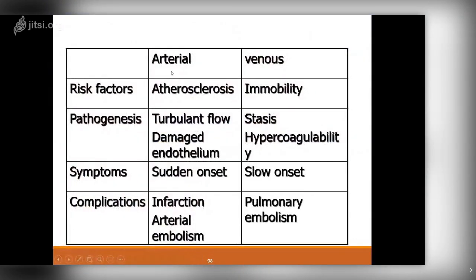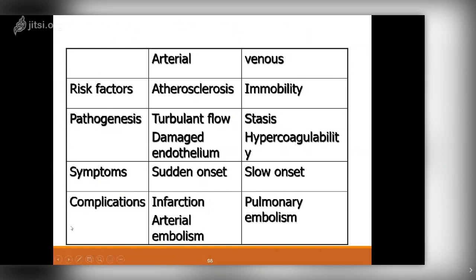If we will look at venous and arterial thrombi, risk factors are different. Pathogenesis in arterial thrombi is predominantly associated with turbulent blood flow and damaged endothelium. In veins, stasis and hypercoagulability predispose for it. For arterial thrombi, onset is sudden. For venous thrombi, it is usually slow.